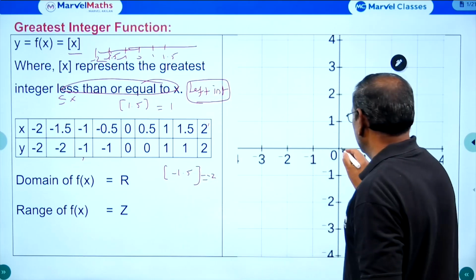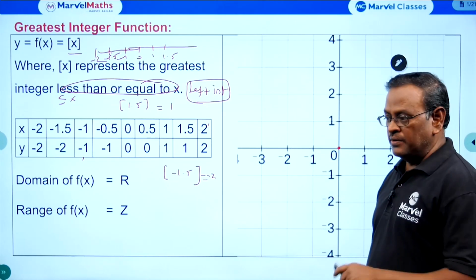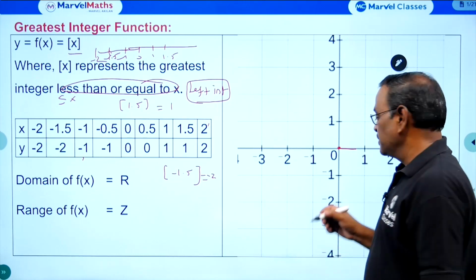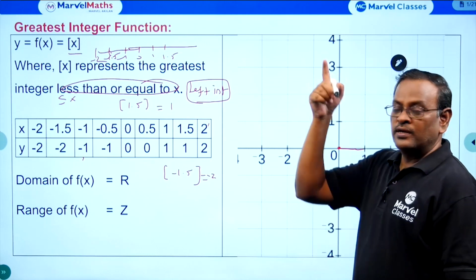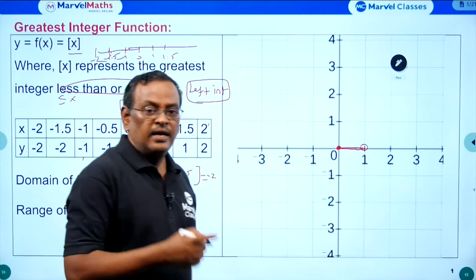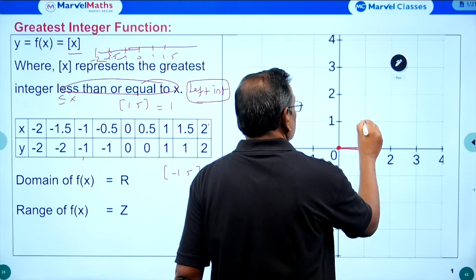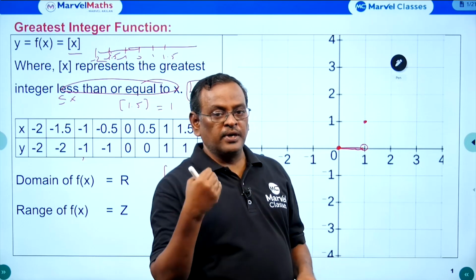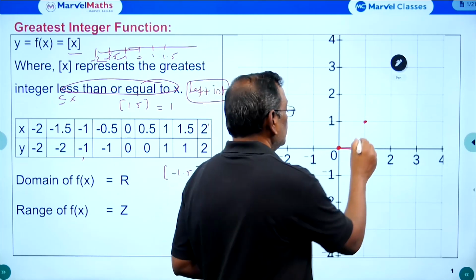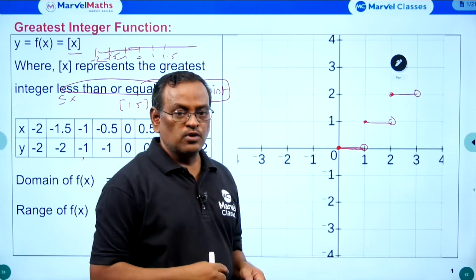So when x equal to 0, the value is 0. When x equal to 0.5, the left side integer is 0, when x equal to 0.9, it is 0, when x equal to 0.99, it is 0, and when x equal to 1, it is 1. So this is included, this is not included. Left side closed circle, right side open circle. So when x equal to 1, y equal to 1. When x equal to 1.1, the left side integer is 1, for 1.5 it is 1, for 1.9 it is 1, and when x equal to 2, it is 2, correct? So left closed, right open.